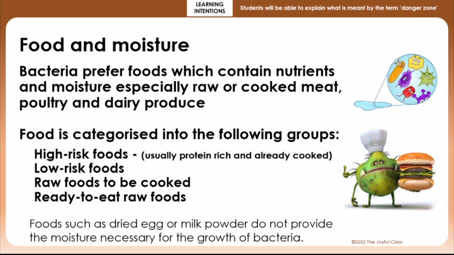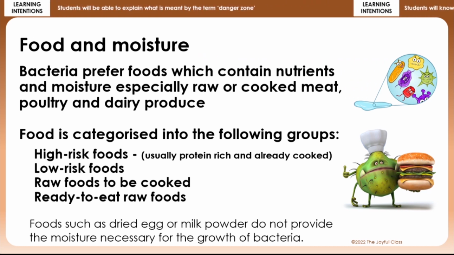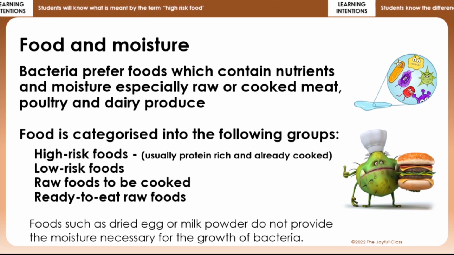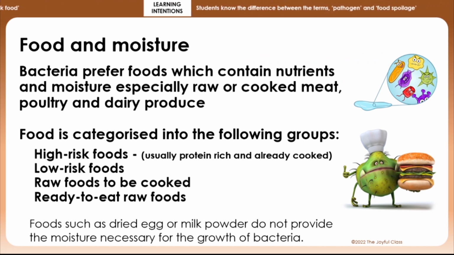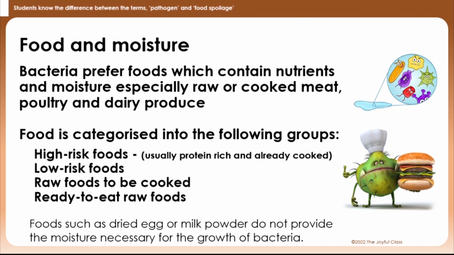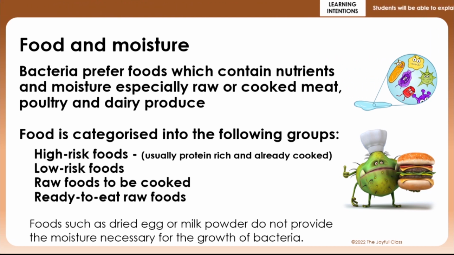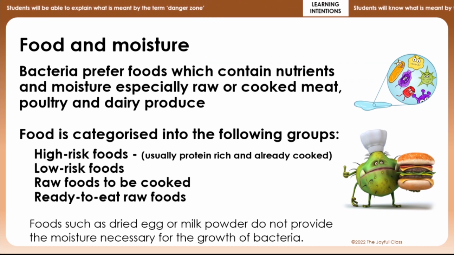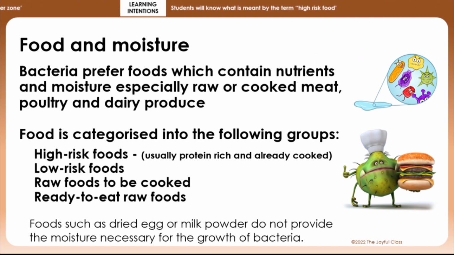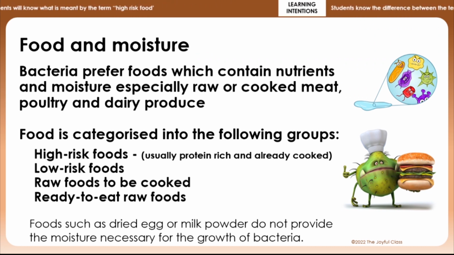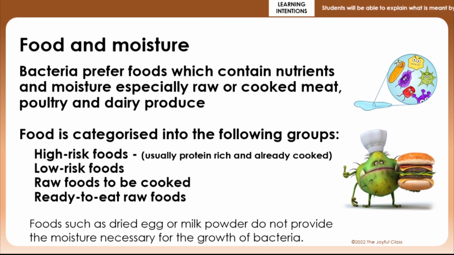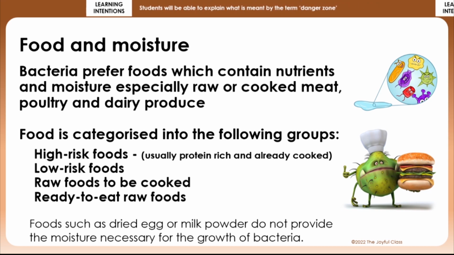Bacteria prefer food to contain nutrients and moisture, especially raw and cooked meat, poultry and dairy produce. Food is categorised into the following groups. High-risk foods, that is foods that are usually rich in protein and are already cooked. Low-risk foods, raw foods that need to be cooked, and then ready to eat raw food. Foods such as dried eggs, milk powder, dried rice, pasta, do not provide moisture necessary for the growth of bacteria, so bacteria do not grow on them.